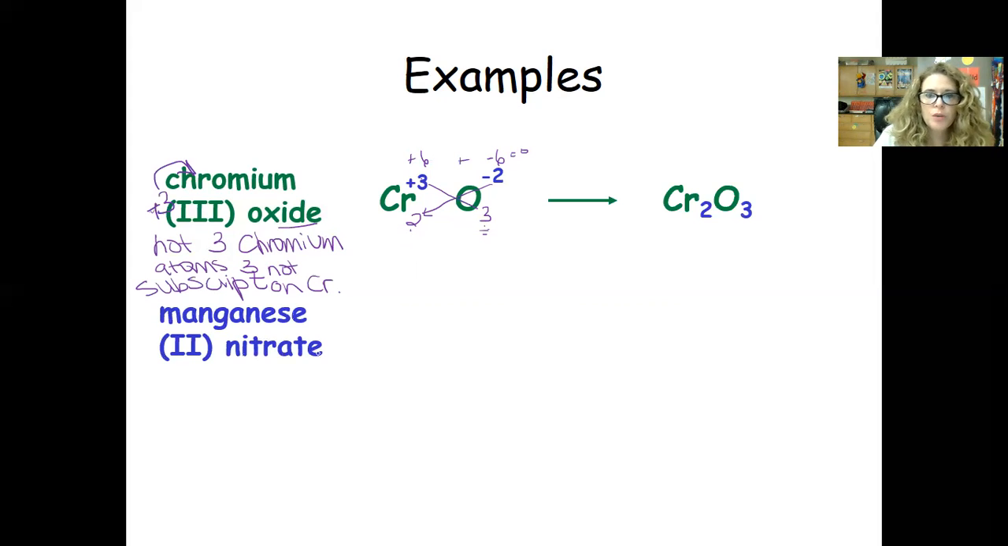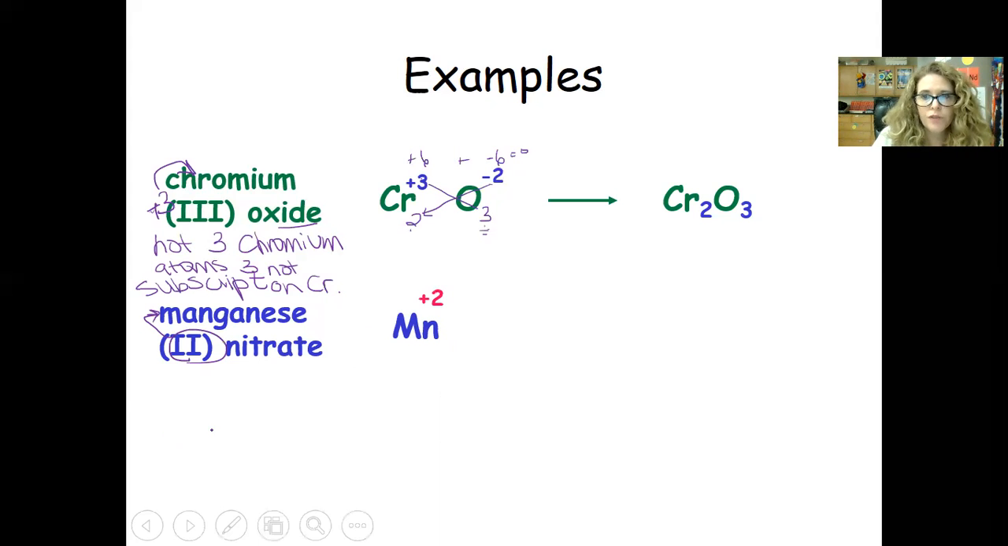Manganese, Roman numeral 2, nitrate. So I have to get my symbols first. So Mn for manganese, careful, you want to make sure you use table S, because the symbol for magnesium is Mg. So make sure that you're using the correct symbols by checking table S just to make sure. The Roman numeral 2 tells you that the manganese is +2. It's not going to have a subscript of 2 next to this manganese. So then the manganese is a +2.